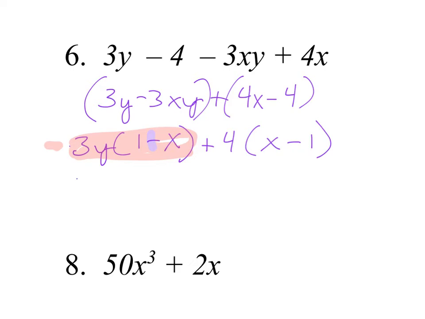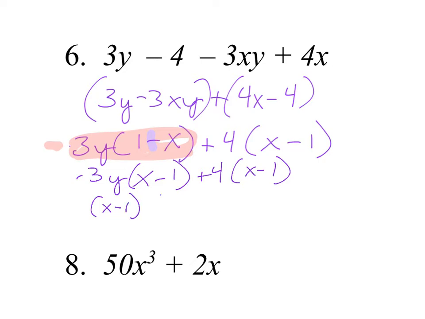All right, so it becomes negative 3y times (x minus 1). Okay, it became negative 1 plus x, but then I flipped those so they have the same pattern, the same order. So that makes it easier to see. Plus 4 times (x minus 1). Now I can factor out the x minus 1, and I'm leaving behind a positive 4 minus a 3y.